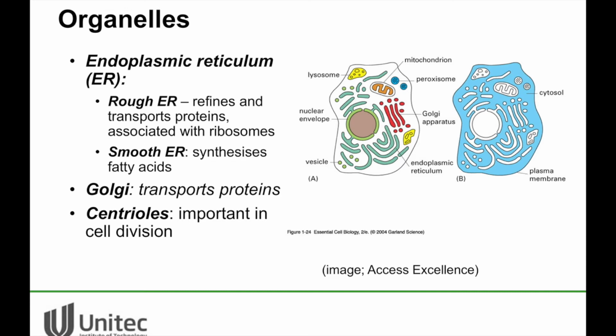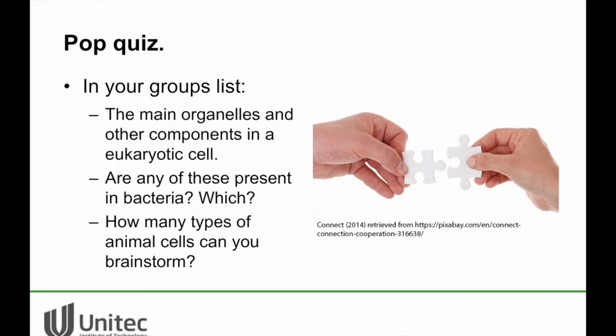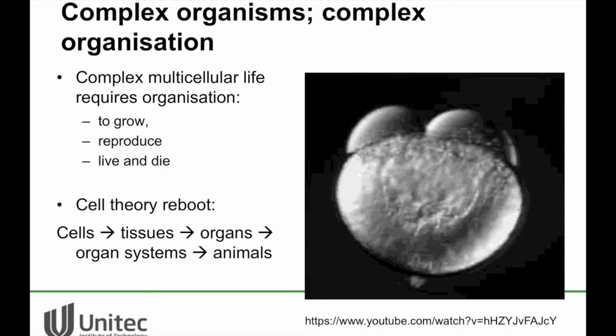Now, not everything's shown in this model, but if you have a look at the other picture that we've got, it's all there. And here's a more detailed model. The picture that we use in the lab's also got most of these things on it. There's actually quite a few beautiful pictures you can get out there. We're going to go through this in your groups. When we're in class, we might talk about organelles, what they are, what are the components in a eukaryotic cell, so you can prepare for this by thinking about this. Are any present in bacteria? Which? If any? How many types of animal cells can you brainstorm as a group? That would be an aim when we get to the lesson.